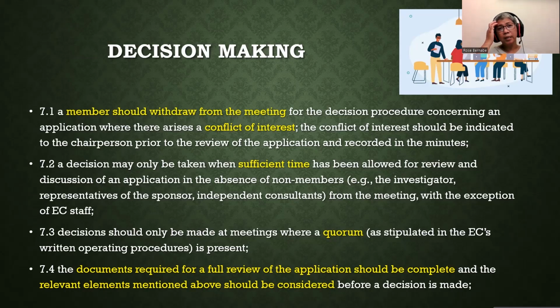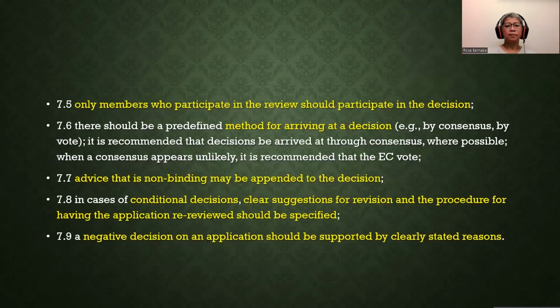There can be ethics committee review exemptions or also fast track processes, right? The documents required for a full review of the application should be complete, and the relevant elements mentioned above should be considered before a decision is made. So meaning an ethics committee should not make its decision in case the applicant has failed to submit a required document. Right? Only members who participate in the review should participate in the decision.